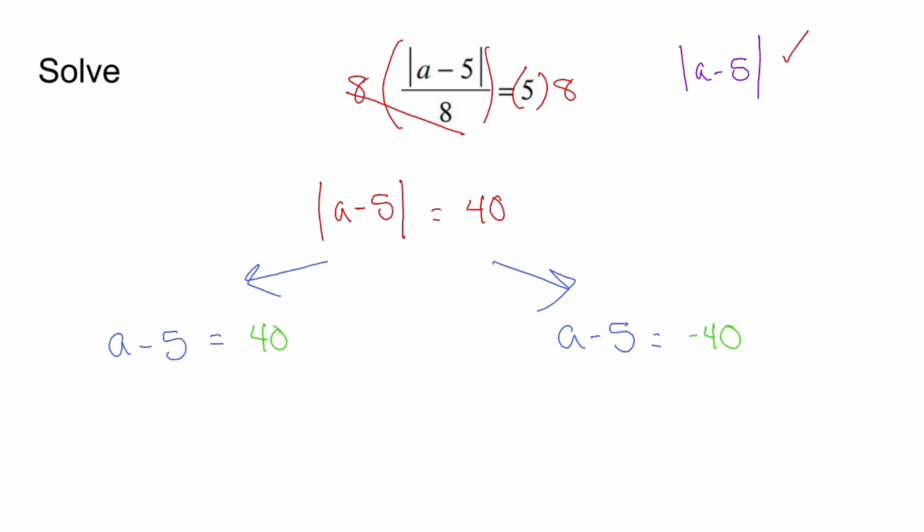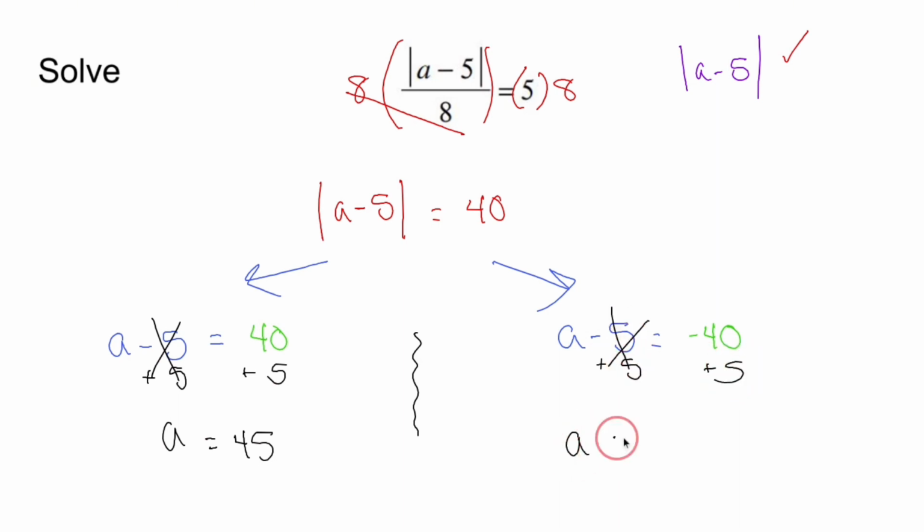Now I have two separate equations that I solve individually. I go over here and I say A is not isolated, I have minus 5, let's do the inverse and add 5 to both sides. So A is going to equal 45. You go over here and you say the same thing. A is not all by itself. We have minus 5, so let's add 5 to both sides. And in this case, A is going to equal negative 35.